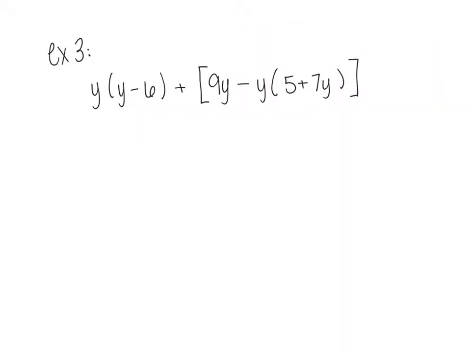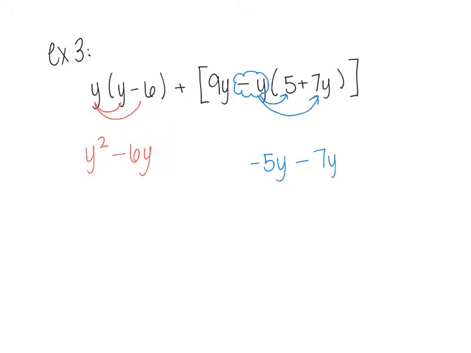Last one looks a little complicated, but before I can do any combining, I just distribute. Now in this case, I have several things to distribute. So I'm going to distribute the y, which will give me y squared, minus 6y, and then I'm going to go inside these parentheses and distribute this y. So I'll have negative 5y, so I'm distributing this whole thing, and negative 7y squared. And then I'm going to carry everything else down.